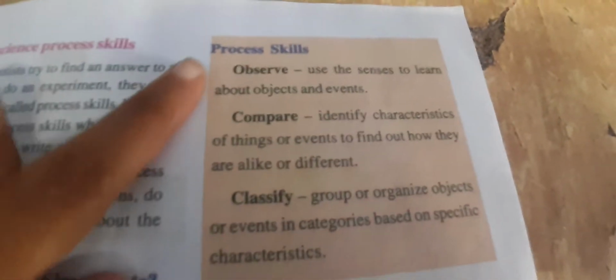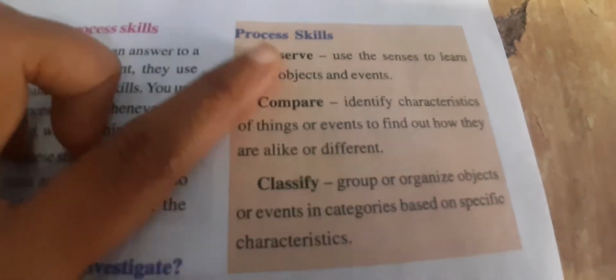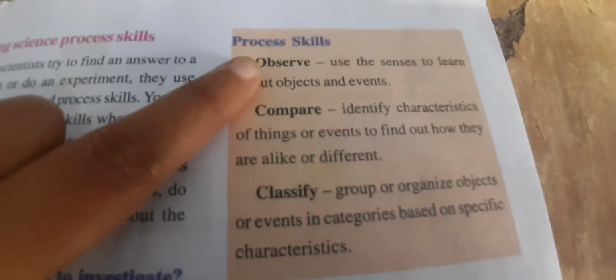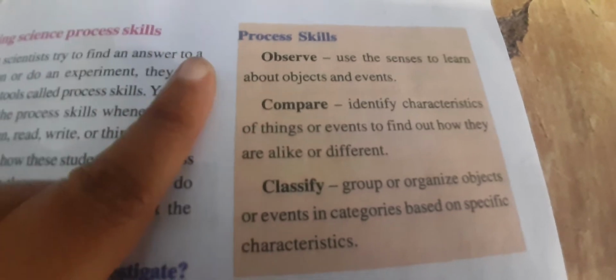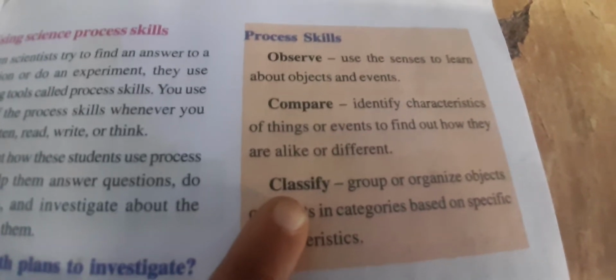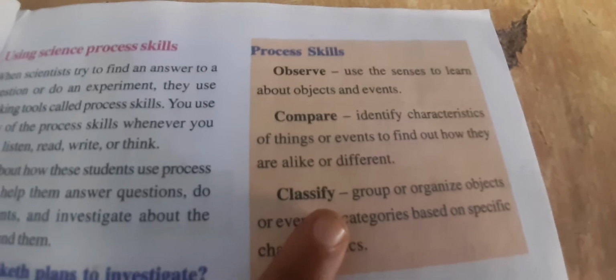Okay, now we have three types of process skills. What do we have? Observe, compare and classify. This is what we have to observe: while seeing an object, we have to observe. And what do we have to compare? We have to compare one object with another object by seeing their identifying characteristics. What do we have to do? We have to classify the objects based upon their specific characteristics.